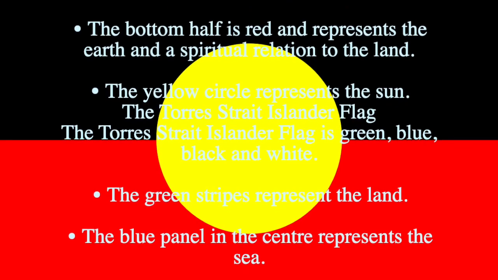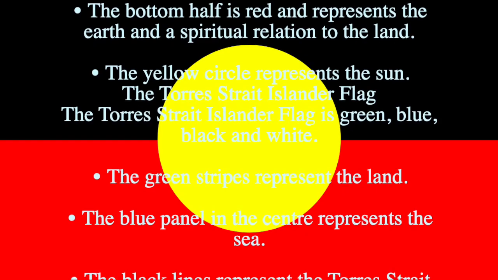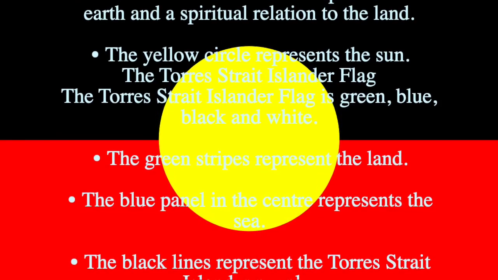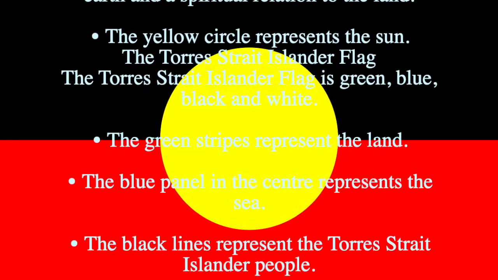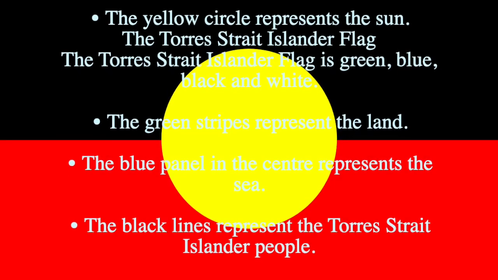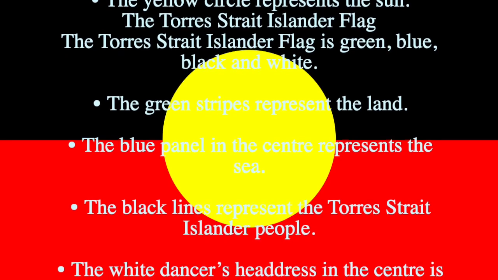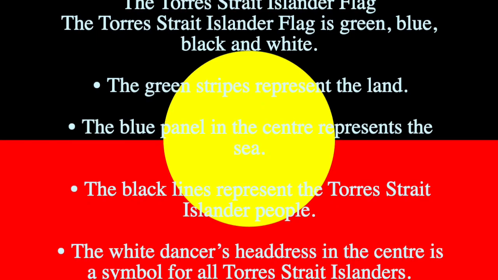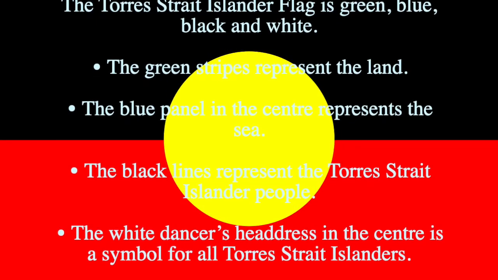The top half is black, and it represents the Aboriginal people of Australia. The bottom half is red and represents the earth and spiritual relations to the land. And the yellow circle in the middle represents the sun. So please remember these 3 colors and what they represent, because there was a question about it for me when I was doing it. So guys, please remember.